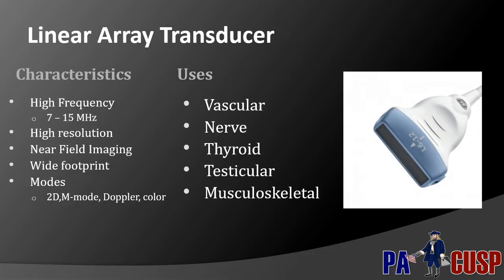The linear array is the exact opposite, commonly referred to as the vascular probe. This has a very high frequency, typically in the range of 7 to 15 megahertz, and a very high resolution. It's great for near-field imaging, so superficial structures are shown in exquisite detail, but it has a very wide footprint, and it's not able to image deeper structures. Common applications would include vascular imaging, either for DVT studies or for procedural guidance such as central venous cannulation, nerve blocks, thyroid examinations and biopsies, etc.